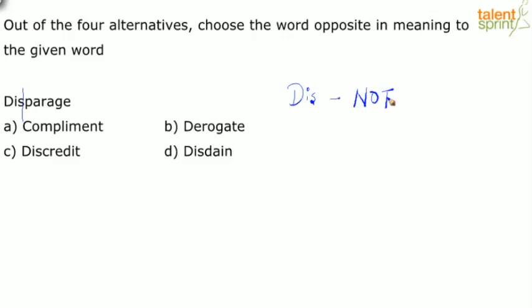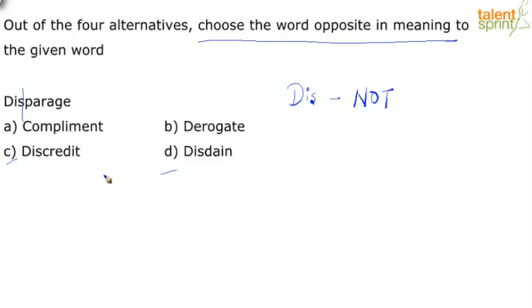I have compliment, I have derogate, I have discredit, and I have disdain. Now, keep in mind, don't get confused with the word, the question itself. The question is, I need to choose the word opposite in meaning. Right? Which means, similar words that have the prefix dis, I can safely eliminate, which is option C and option D. Discredit, disdain. Right? Discredit means loss of respect or trust or belief.